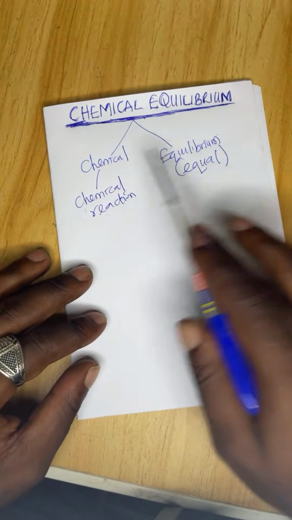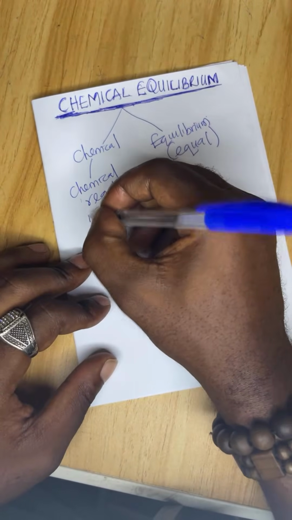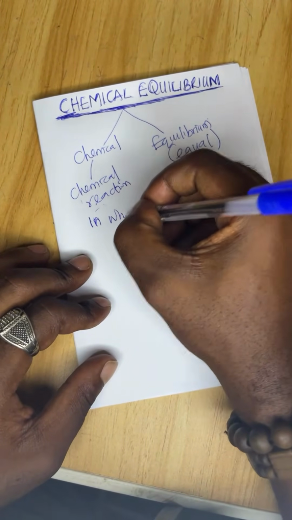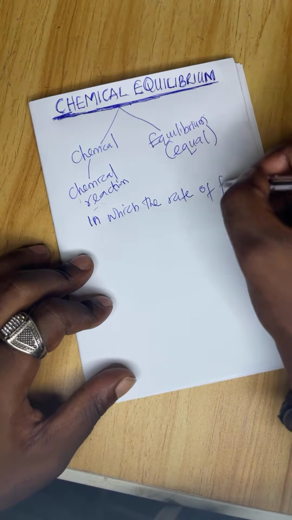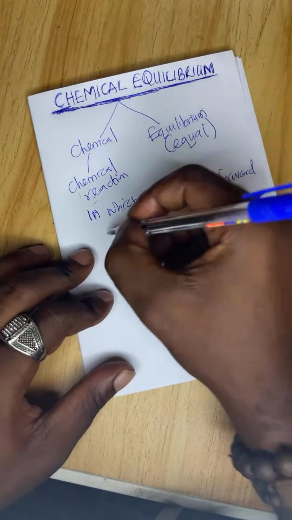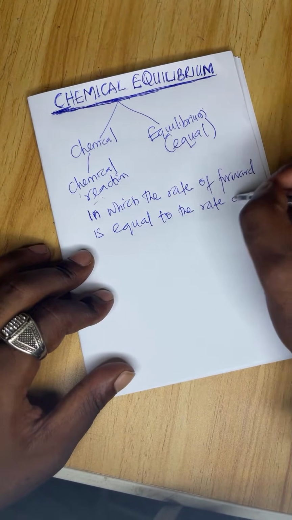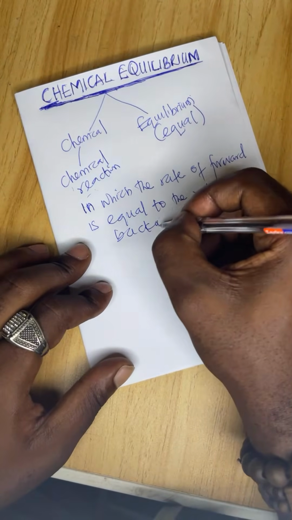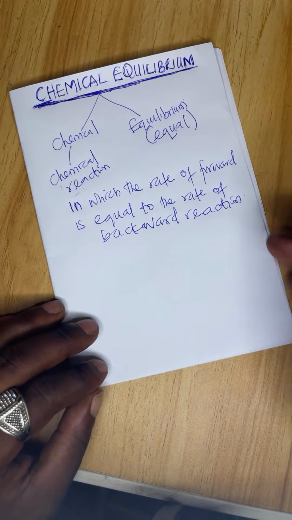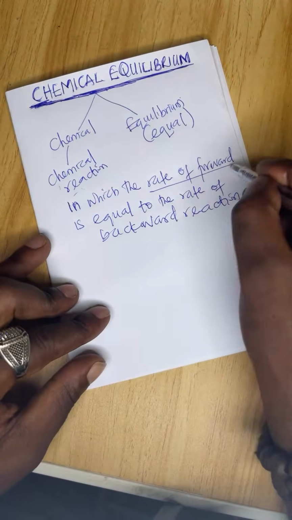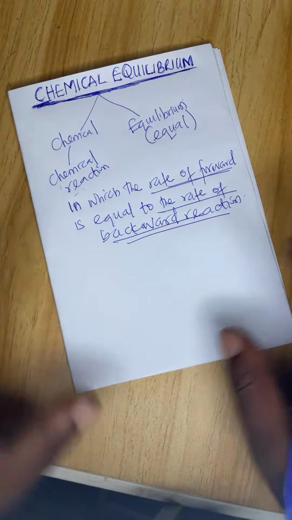So when we talk about chemical equilibrium, it is a form of dynamic equilibrium in which, see, there's no cramming here, you understand it very well, the rate of forward reaction is equal to the rate of backward reaction. I'll be giving you some tips to understand this. So, the rate of forward reaction is equal to the rate of what? Backward reaction. It's as simple as that.